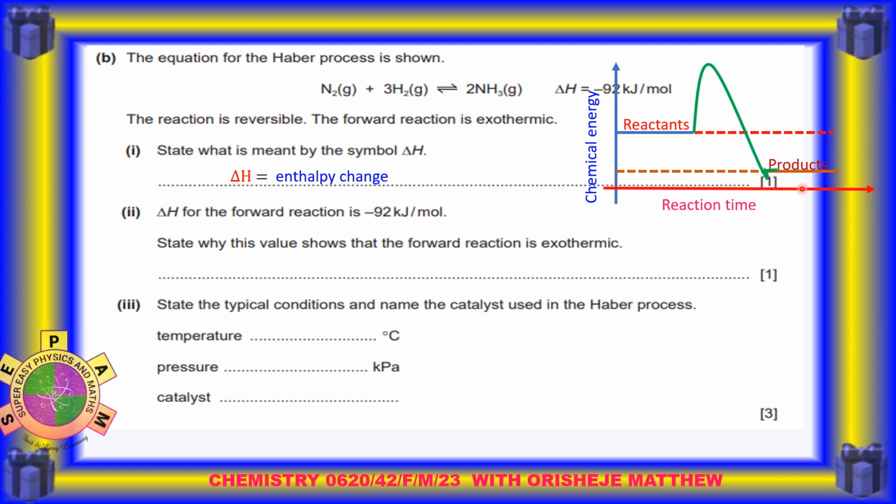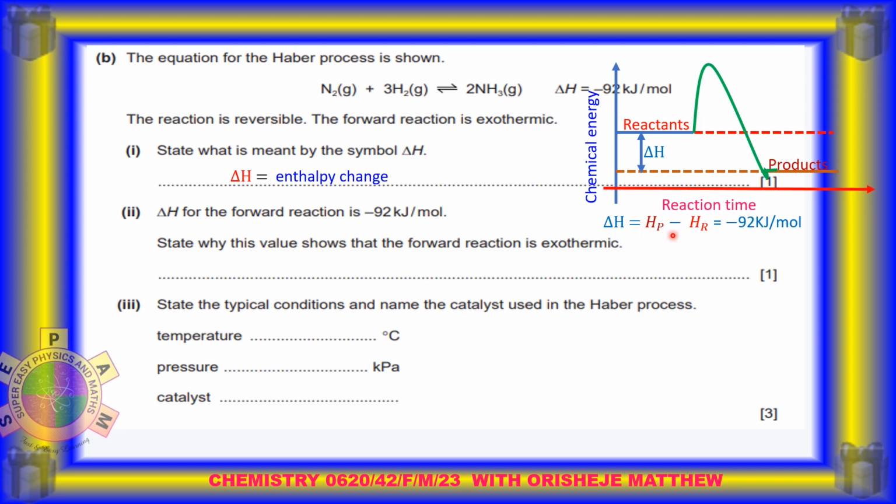So what is the enthalpy change? Enthalpy change is the heat of product minus the heat of reactant. That gives negative 92. That means the reactants have 92 kilojoules more energy than that of the product. So that is how you get that.